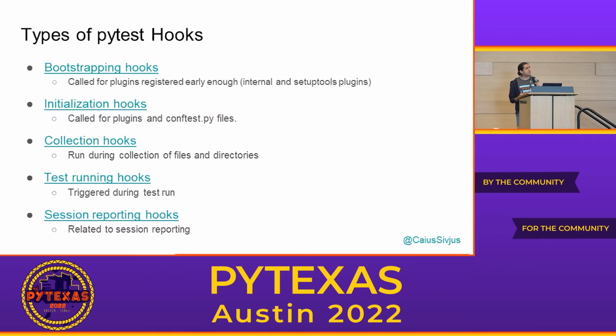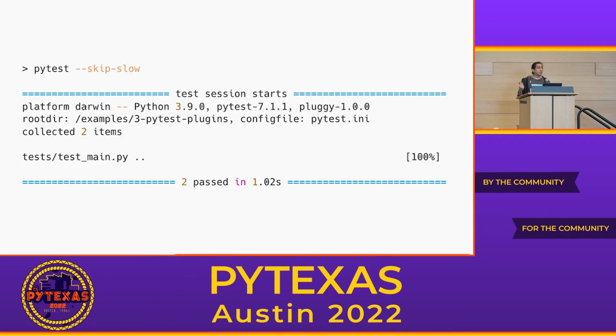And so there are many different types of PyTest hooks we can use to customize our behavior. In the plugin example I'm going to show, we're going to add a flag called skip slow to the PyTest CLI. And this command is going to help us skip slow tests. Notice right now this is not working. We're still running 2 tests.